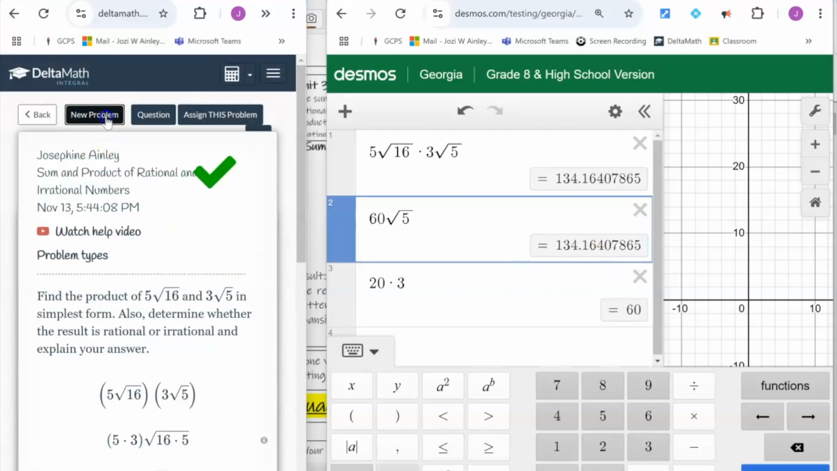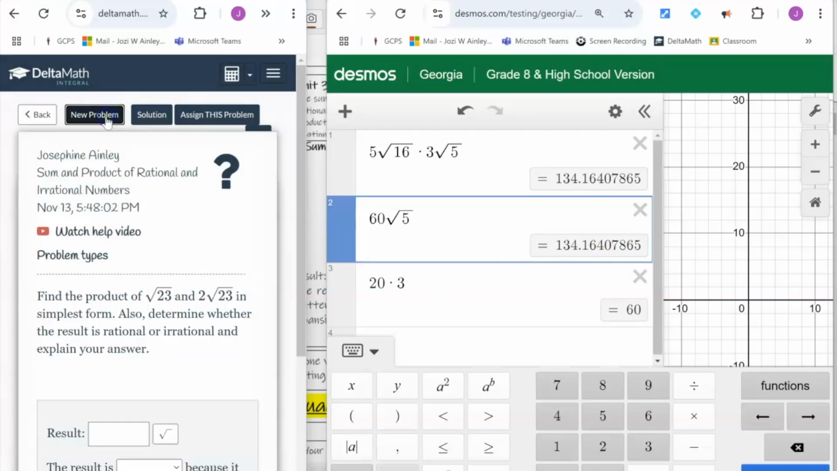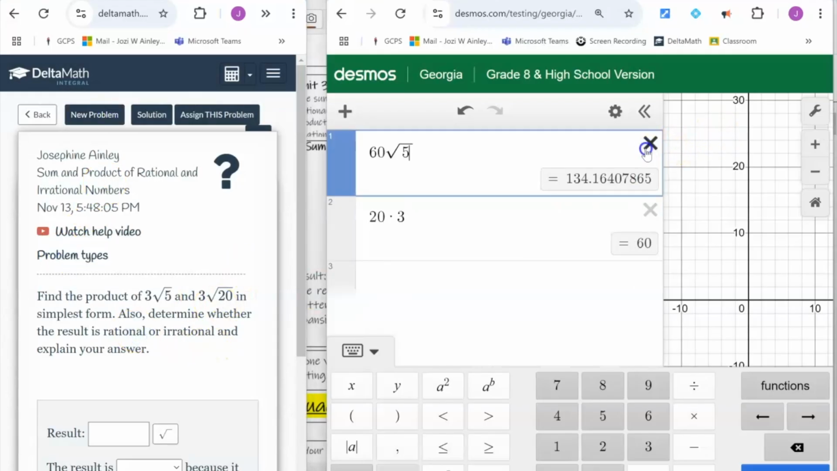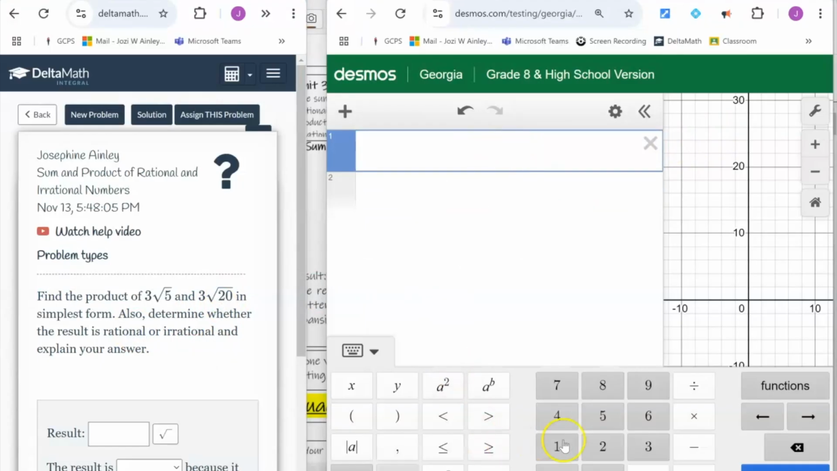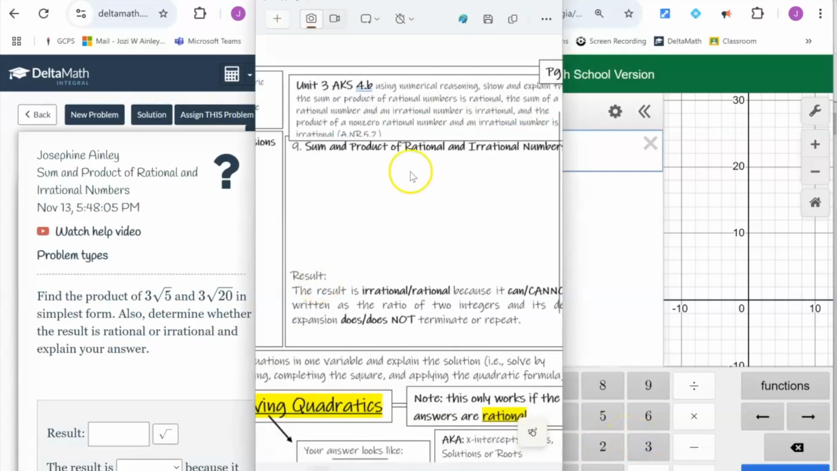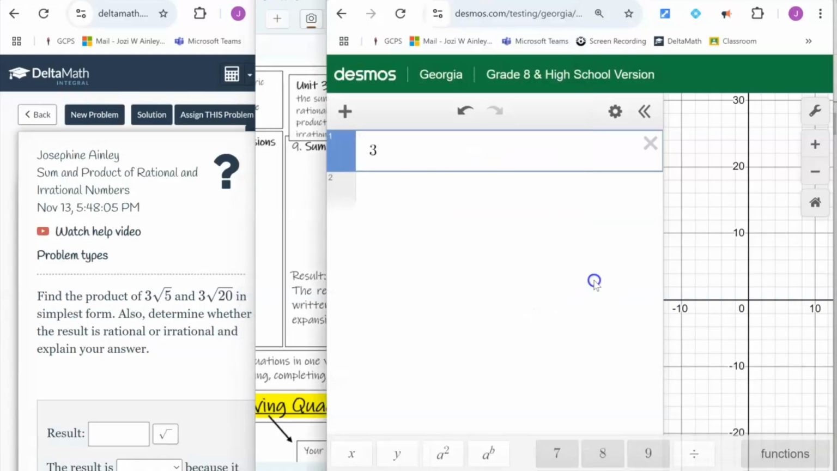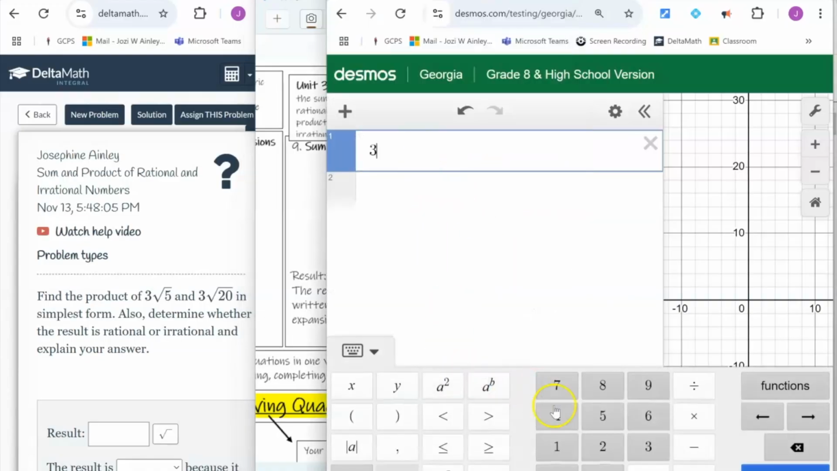All right, like I said, I am going to do a different problem, one that doesn't simplify, so let me find one. This is sum, and again, I want to focus on product. Okay, this one will work. So let's do this question. I'm going to type it in. Make sure you're writing your notes right here. I know what I'm doing, so I don't need to write it down, but you do, because you're going to use it. 3 radical 5.